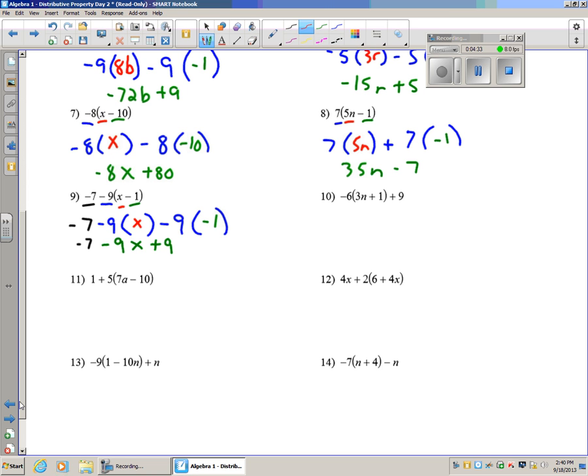Now the -9x, obviously nothing's happening with it, so it's going to drop down as -9x. But the -7 and the positive 9, they combine and give you 2, or 9 minus 7, 2.